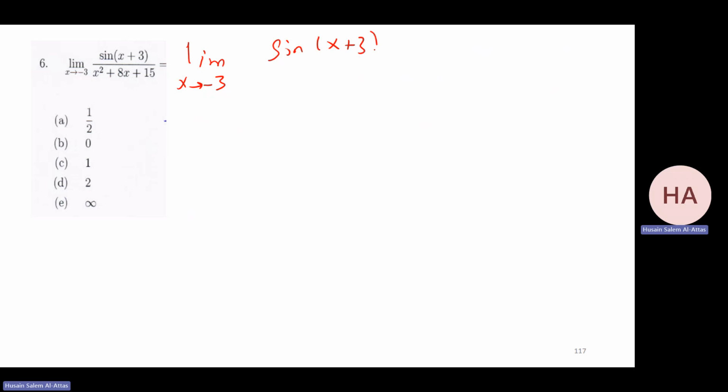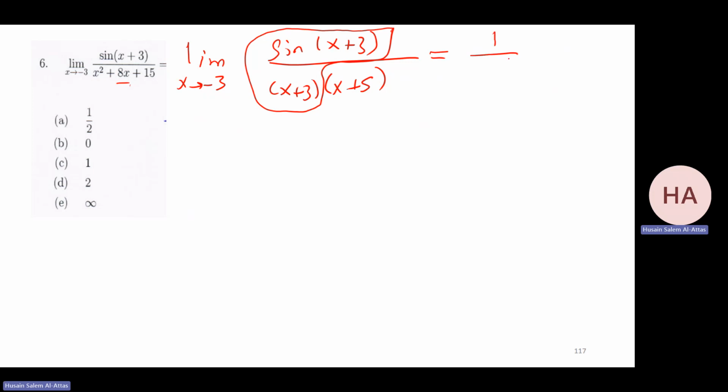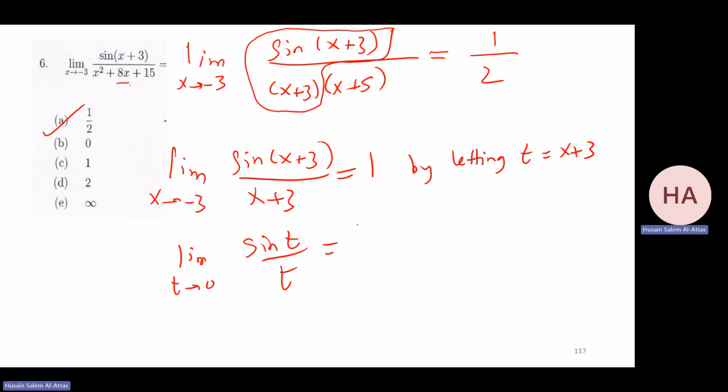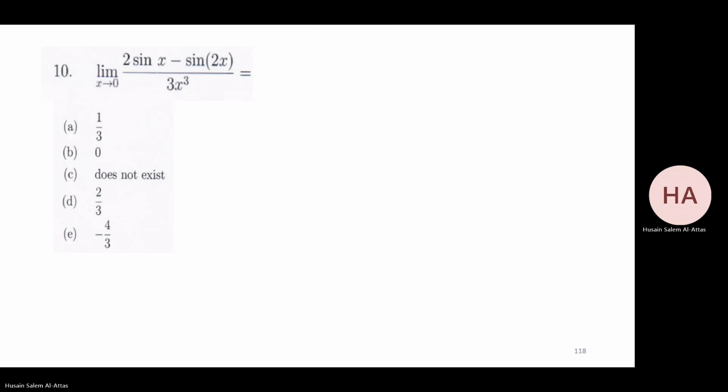Sine x plus 3 over, this is x plus 3 times x plus 5. Relax, 3x plus 5x, 8x, 15. This argument, we did it before, is 1. Substitute, so it will be 1 over 2. You need to double check. This is 1 by letting t equal x plus 3. You'll get the limit as t goes to 0 of sine t over t. Need to be careful a little bit.